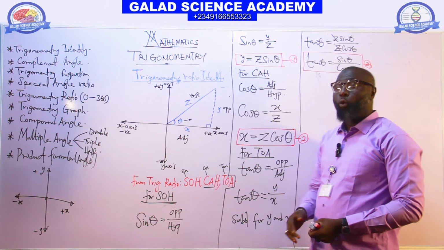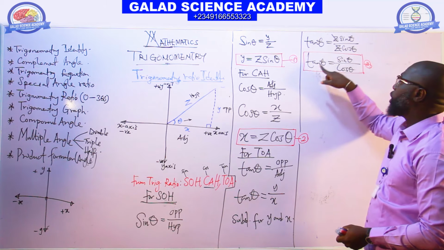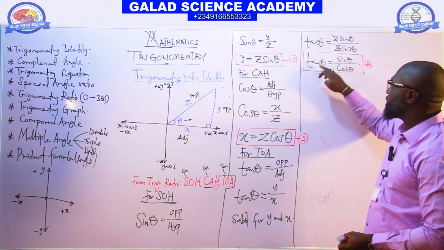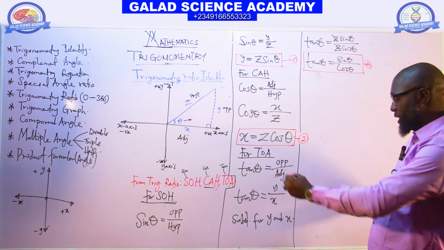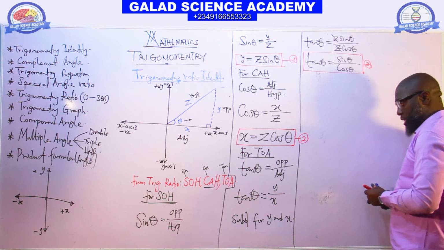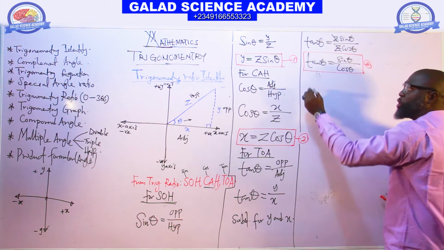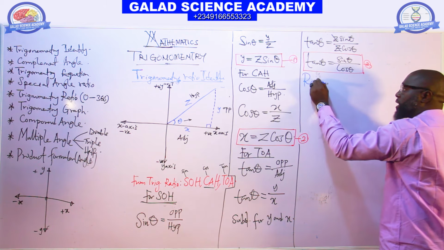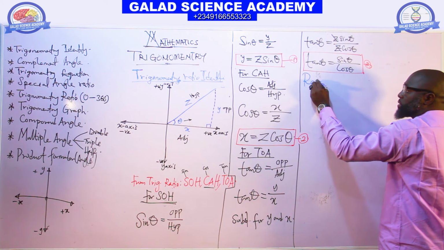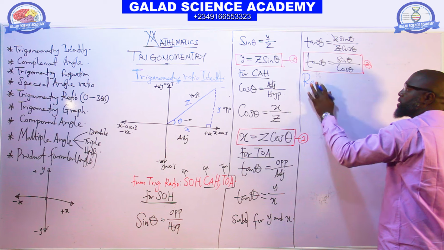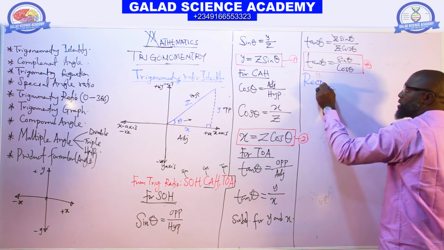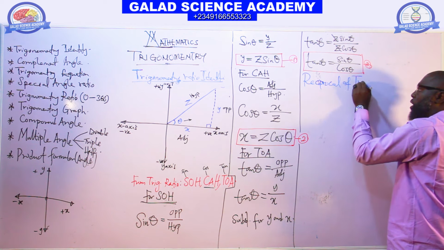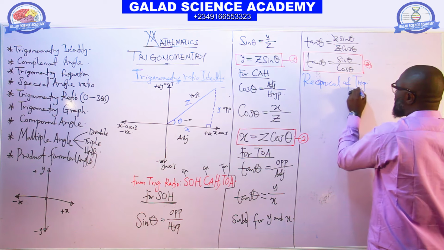So from today, whenever you have sine over cos, it will always give us tan theta. The next thing we need now is what we call the reciprocal of trig identities.